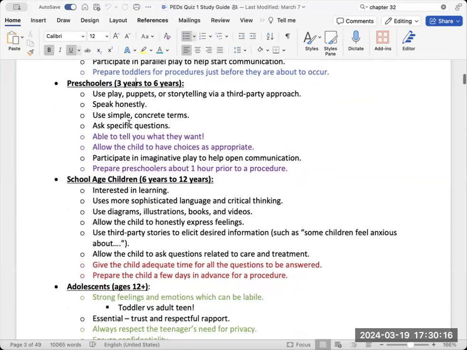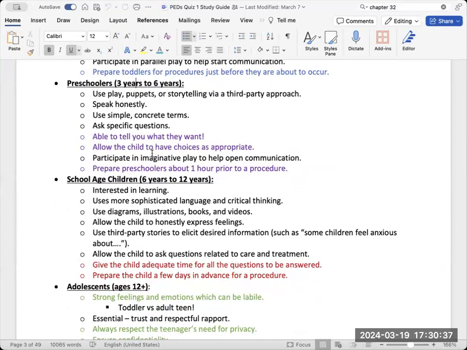For preschoolers, we're talking about 3 to 6 years old, right? So they'll use puppets, storytelling. You want to speak honestly. You want to use simple terms. Ask them specific questions, but they're going to be able to tell you what they want, and allow them to have appropriate choices because choices are important to them.